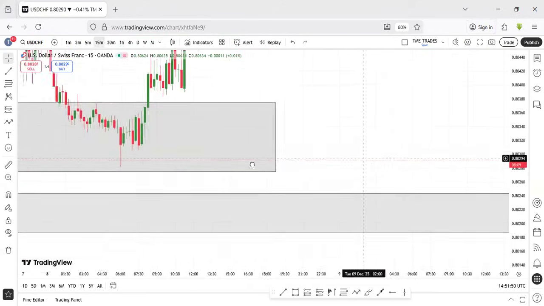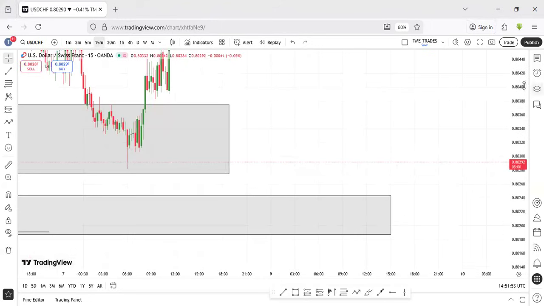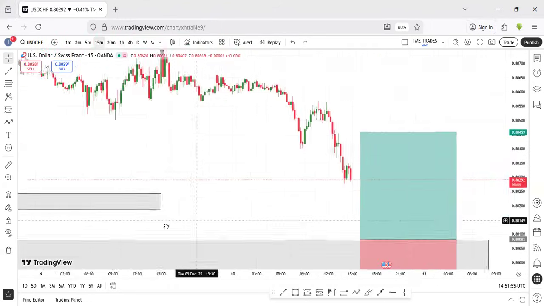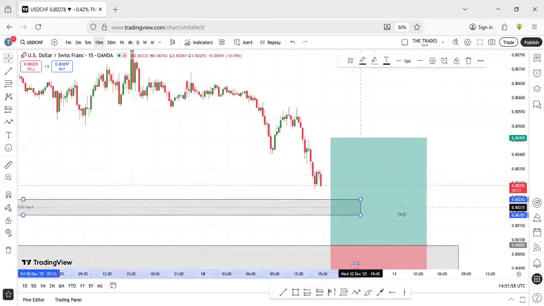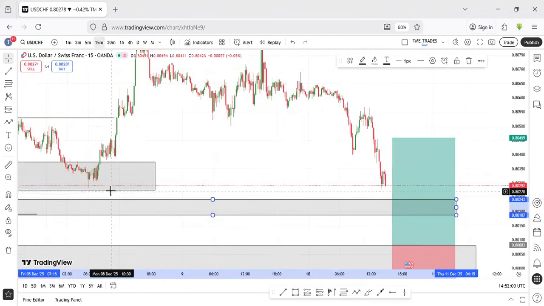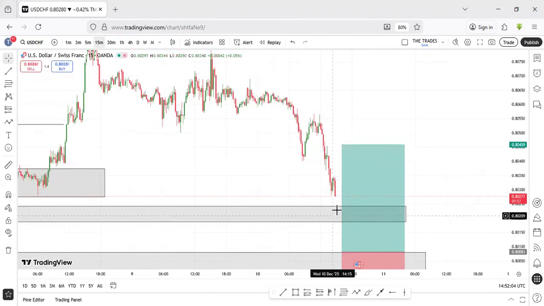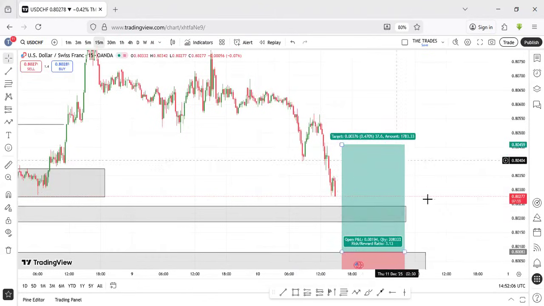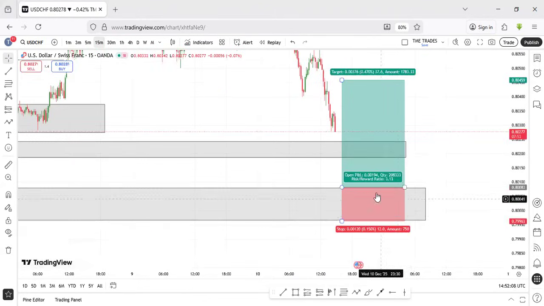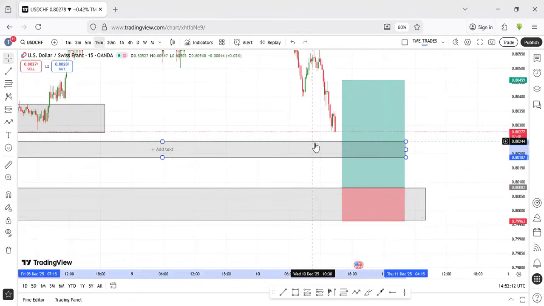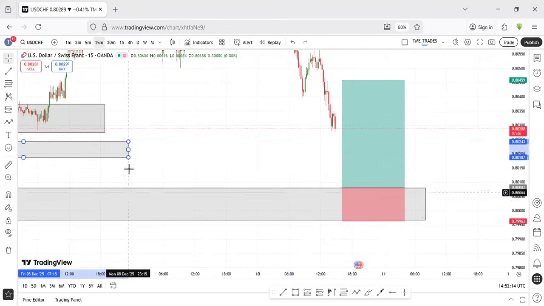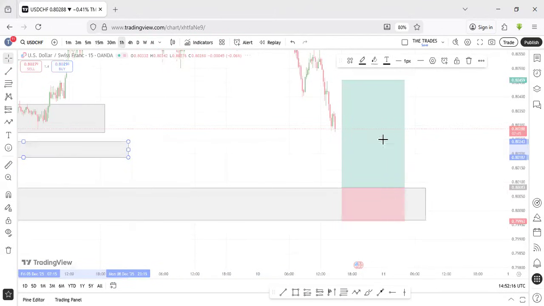So if the market decides to respect that particular zone, you look for that change of trend at this particular place. Currently, the market is already taking out this low. So if you see that change of trend at this particular place, you can take it. But I strongly believe the market is coming to this particular place. So on USDCHF, this is what I am looking for.